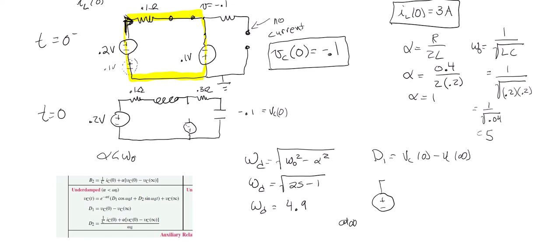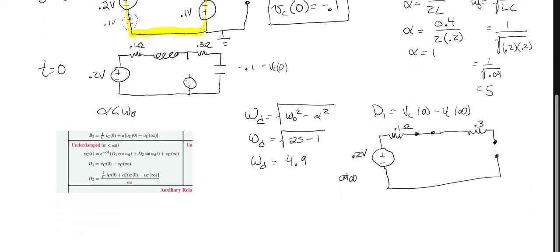At infinity, once again, our inductor is going to act like a short circuit, and our capacitor will act like an open circuit. So we can see when we get to infinity, we don't have a current anymore because our circuit is open. But we do have a voltage across the capacitor because just like before the switch, the capacitor is in parallel with a voltage source. There's no current, and so these resistors aren't doing anything.